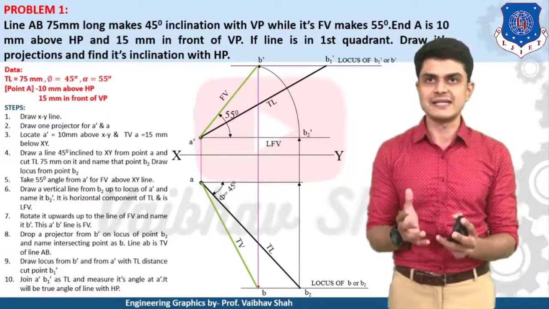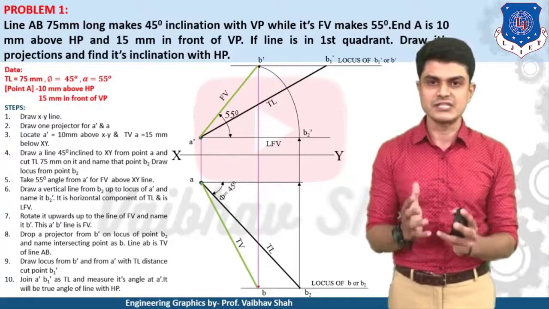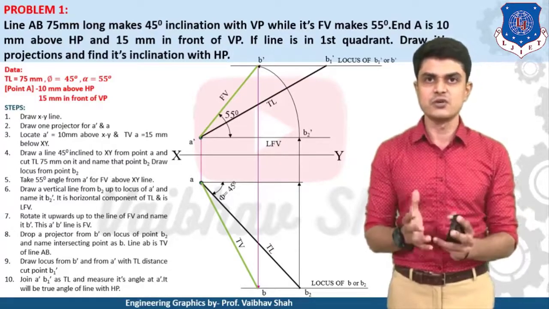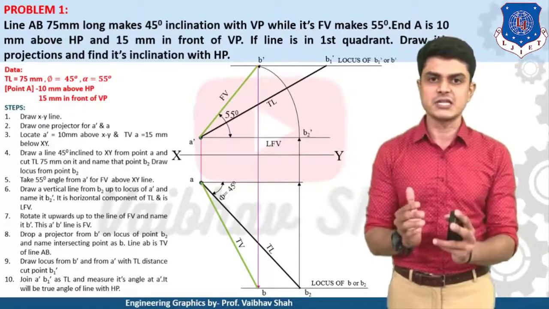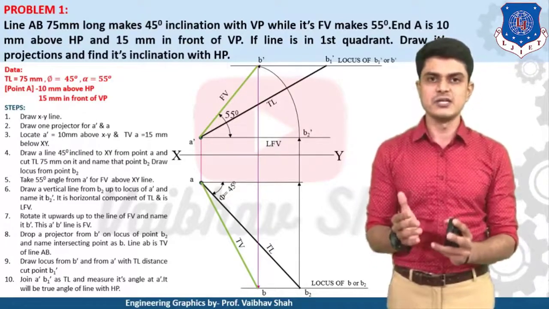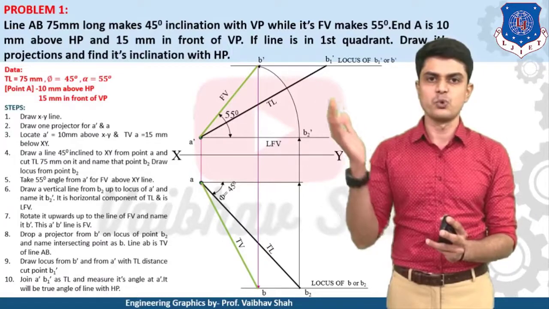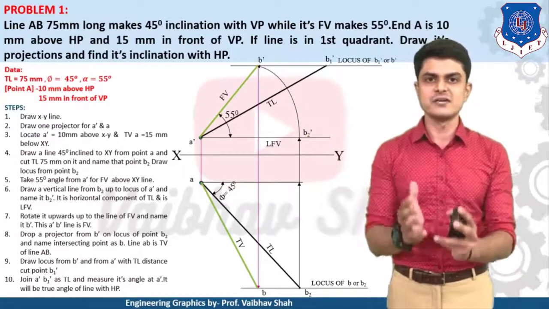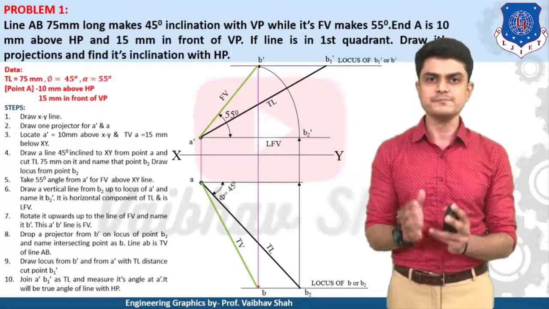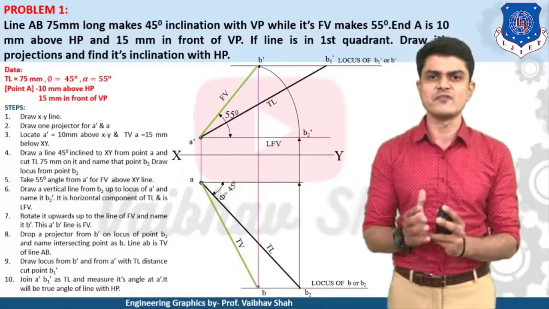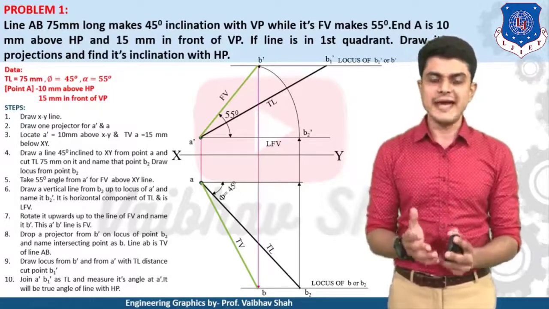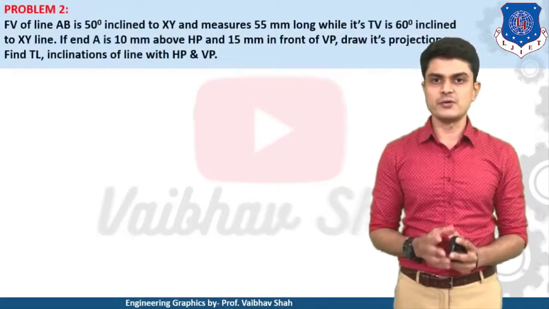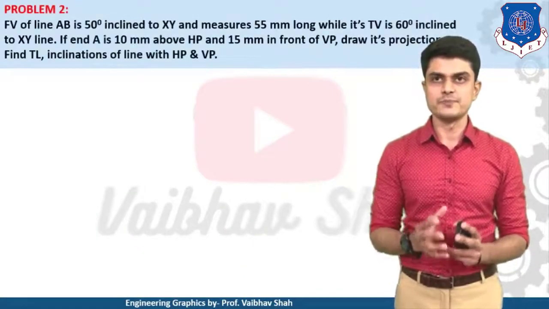If it is asked in our examination, find out its inclination with HP, that means we need to find out the inclination of your true length with respect to HP, which is nothing but in our case theta. So we needed to find out the inclination of true length with HP in this case, and whichever answer you get, you need to write down at the end of your examination: this is the inclination of true length with your HP. So now let us move ahead to a second example, problem number 2.